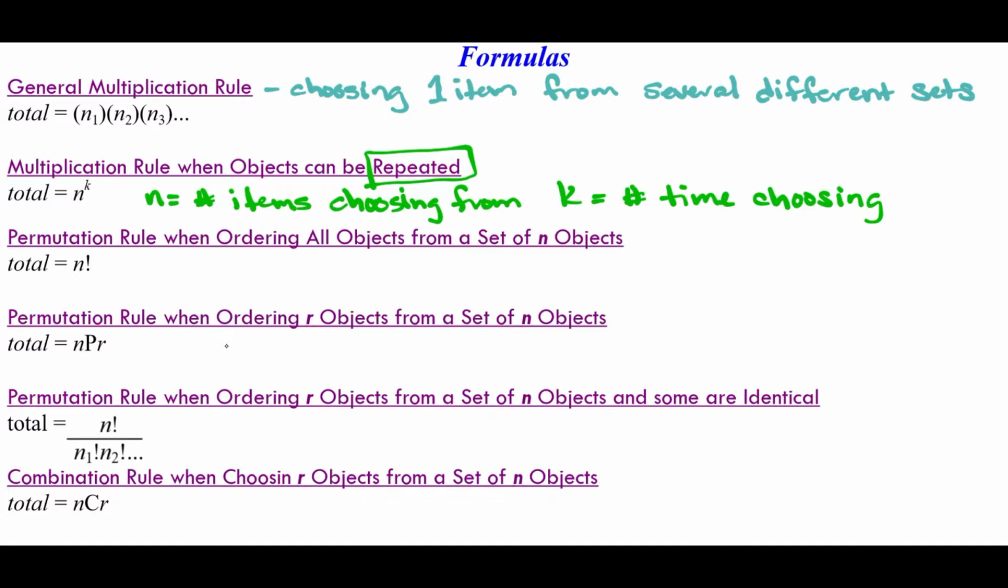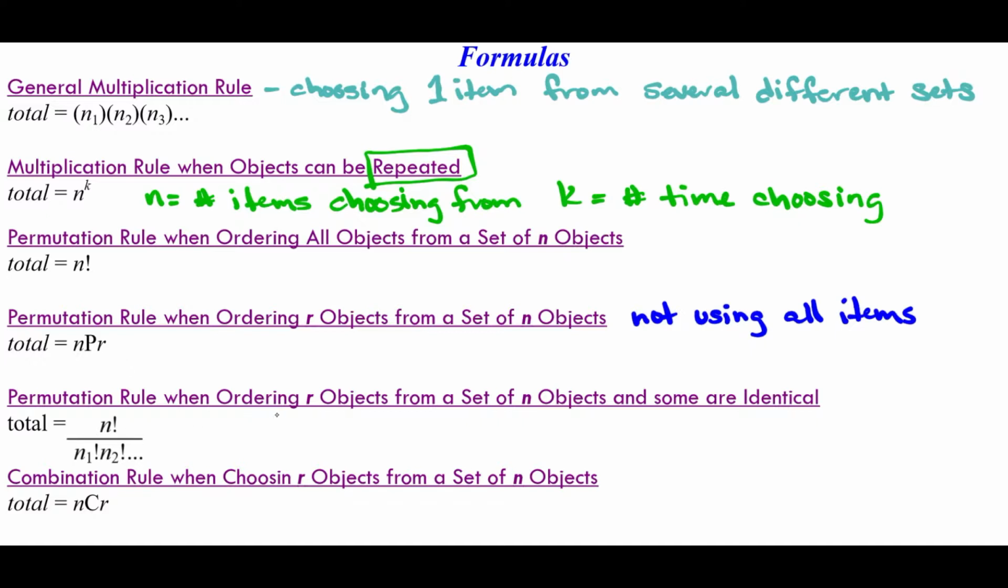Then you have this permutation rule when ordering r objects from a set of n objects. So this would be that we're not using all items. So this would be maybe a situation where you are having an election and you're going to have a president, vice president, secretary, and treasurer. Maybe 10 people are running, but only 4 of those people are going to win those positions. And then those positions are unique, and they have an order. So this is that nPr, and that's the formula that we looked at before.